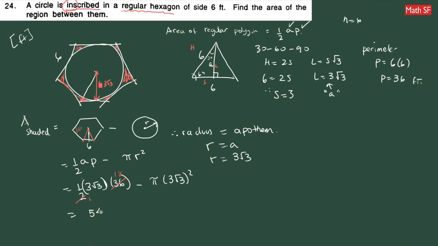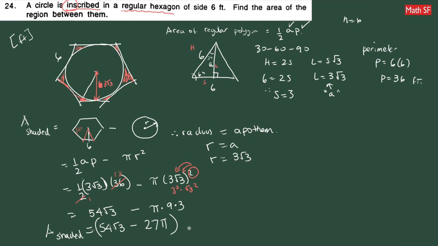So I'm going to have 54 square root of 3 minus, be careful here. I always say be careful in this part. You're going to distribute, so it's going to be 3 squared times the square root of 3 squared, pi times 9 times 3. That equals 54 root 3 minus 27 pi. Because you cannot simplify this any further, this is your exact area of the shaded region, or the area in between the regular hexagon and the circle.